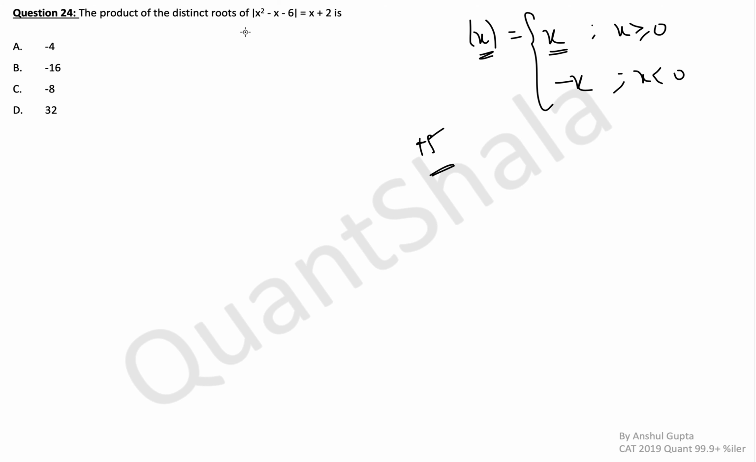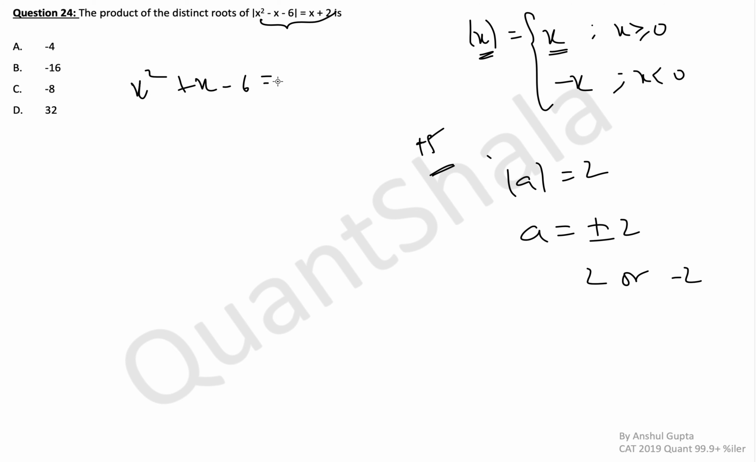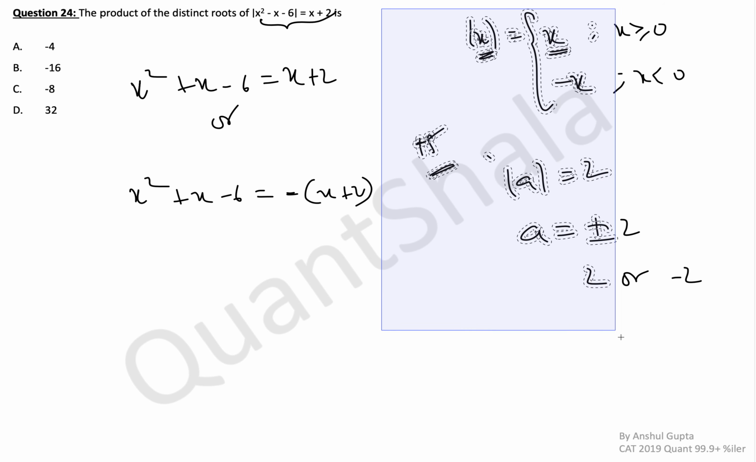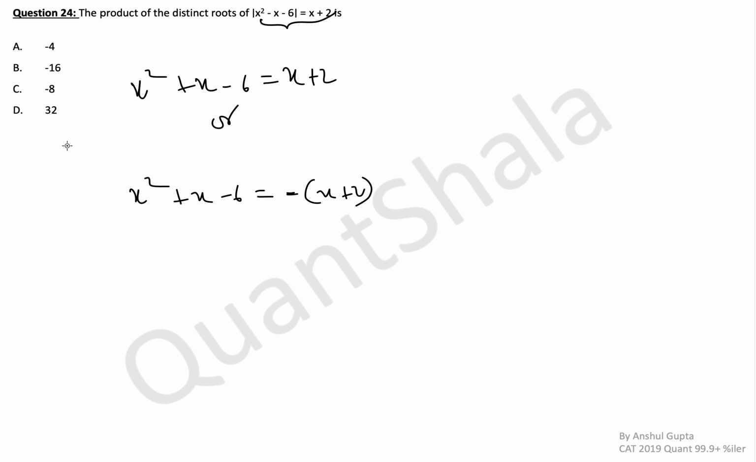Okay. So simply, if I say mod a is equal to 2, you can say a is equal to plus or minus 2. Plus 2 or minus 2. Similarly, here what you can say, x^2 plus x minus 6 is equal to x plus 2, or x^2 plus x minus 6 is equal to minus of x plus 2. Okay, now try to solve this equation first.